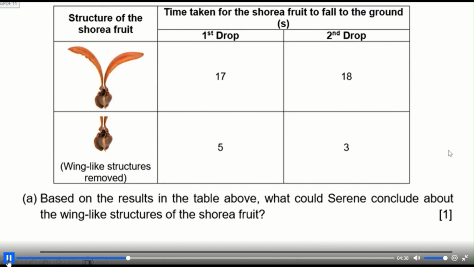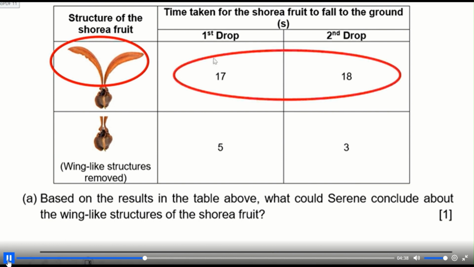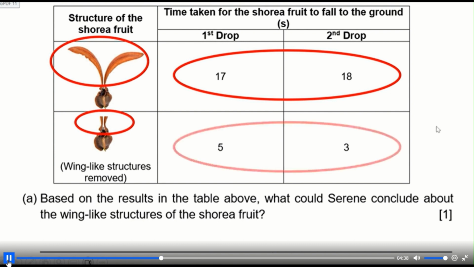And this table shows the result of Serene's experiment. For the shora fruit with wing-like structures, we can see that for the first and second drop, the time taken for the shora fruit to fall to the ground is longer as compared to when the fruit has its wing-like structures removed. The time taken for the shora fruit to fall to the ground is so much shorter.